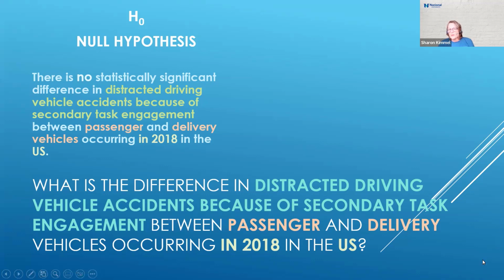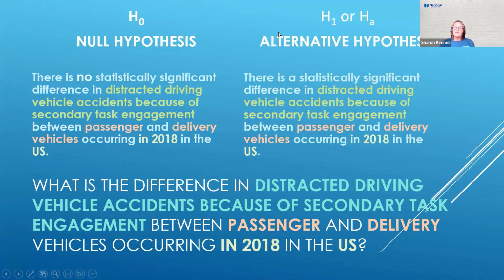Our alternative hypothesis is there is a statistically significant difference in distracted driving vehicle accidents because of secondary task engagement between passenger and delivery vehicles occurring in 2018 in the US. Notice the terminology is the same, but the colors are not.